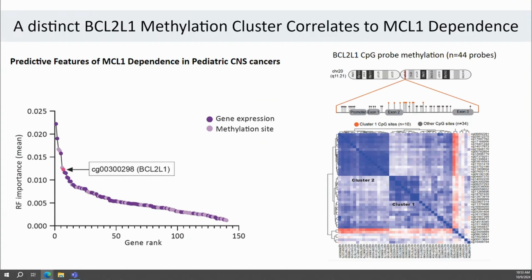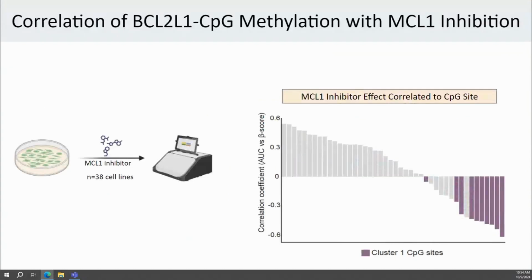So if you turn your attention to the lollipop plot on the right, you can see that this particular site, 298, maps within a cluster of methylation sites, CpG sites that are in the exon 2, intron 2 boundary. And you can see that a correlation matrix analysis really showed that there is a cluster of about 10 methylation sites present in this boundary that are very tightly linked to one another, indicating that there is a methylation pattern that correlates to this genetic vulnerability.